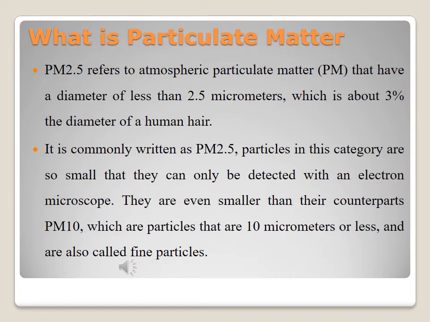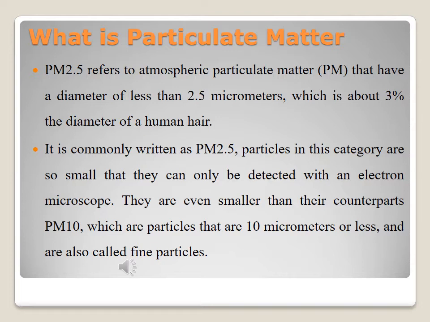Particulate matter 2.5 refers to atmospheric particulate matter that has a diameter of less than 2.5 micrometers, which is about 3% the diameter of a human hair. Particles in this category are so small that they can only be detected with an electron microscope. They are even smaller than their counterpart, particulate matter 10, which are particles that are 10 micrometers or less and are also called fine particles.